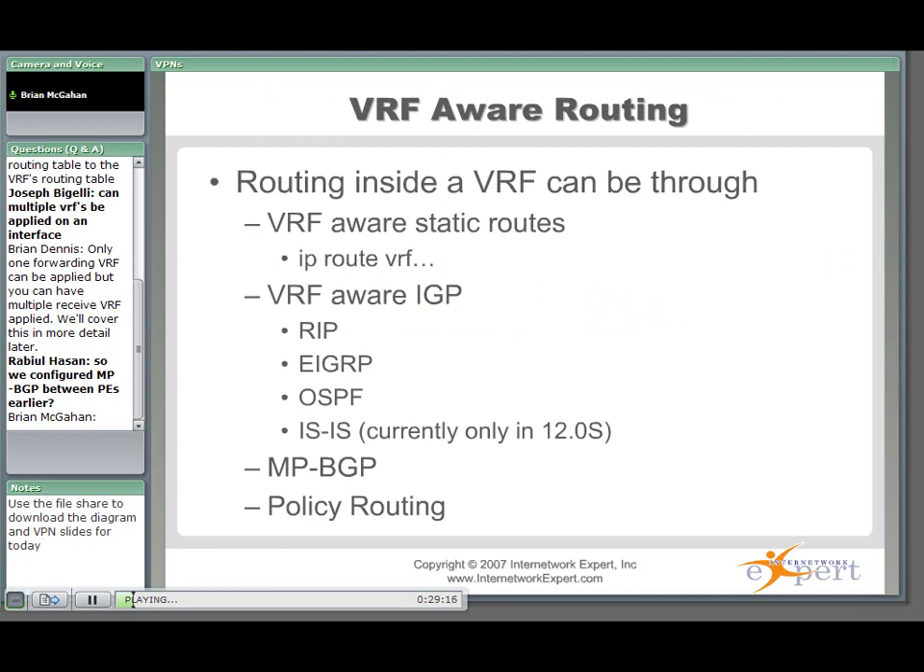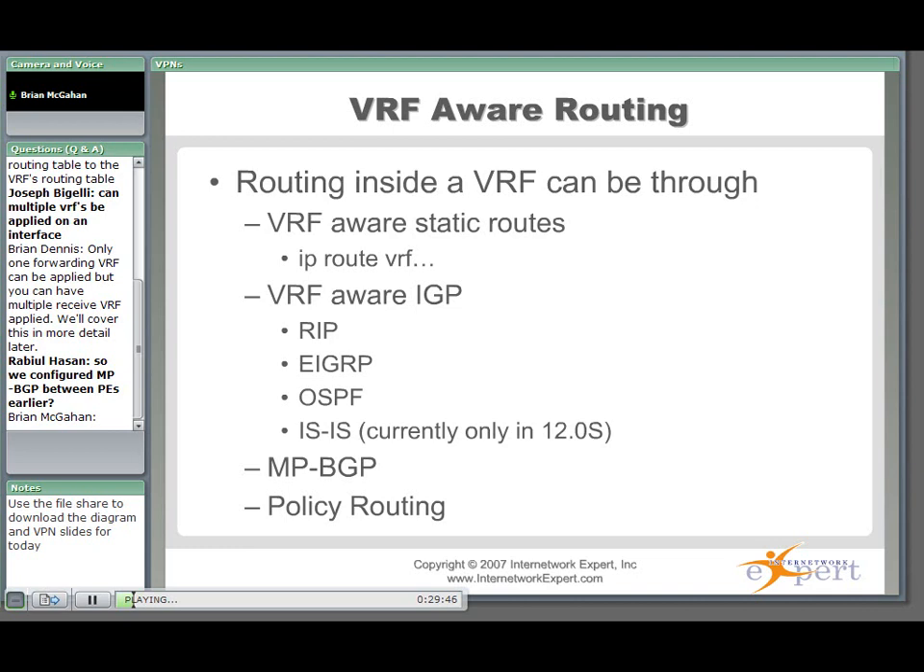Okay, so now that we have these interfaces in the different VRF tables, they're outside of the global table, in order to get routing information to pass across these interfaces, we're going to have to be running VRF-aware routing protocols. So for RIP version 2, for example, we're going to need to tell it what VRF instance you want to run this protocol on. Okay, so we can do this with static routing. We can say IP route inside this particular VRF. We can do it with the IGPs, which are RIP, EIGRP, and OSPF.